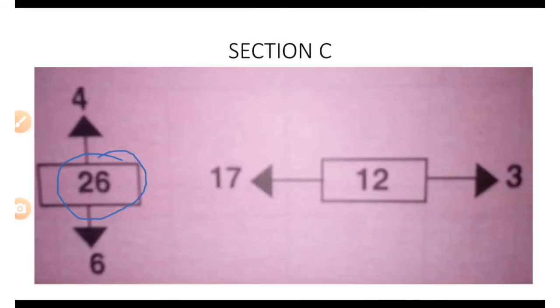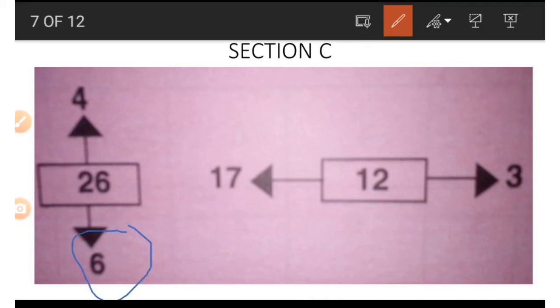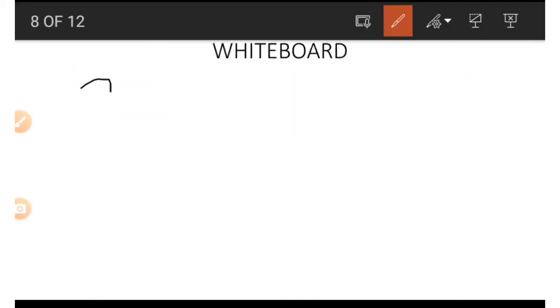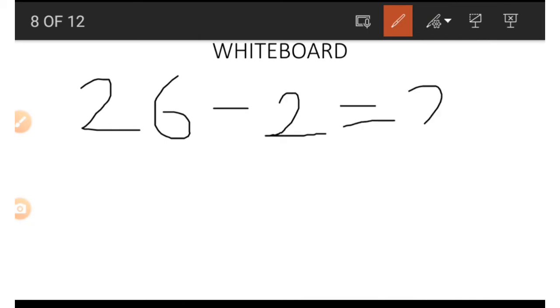In the first example, we have a 6. So when we work backwards, we will have to subtract the imaginary number first from the middle number, which is 26 minus 2. That gives us 24.